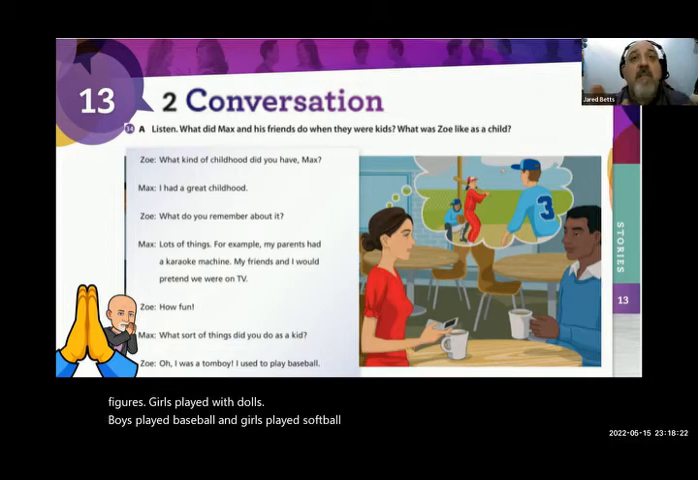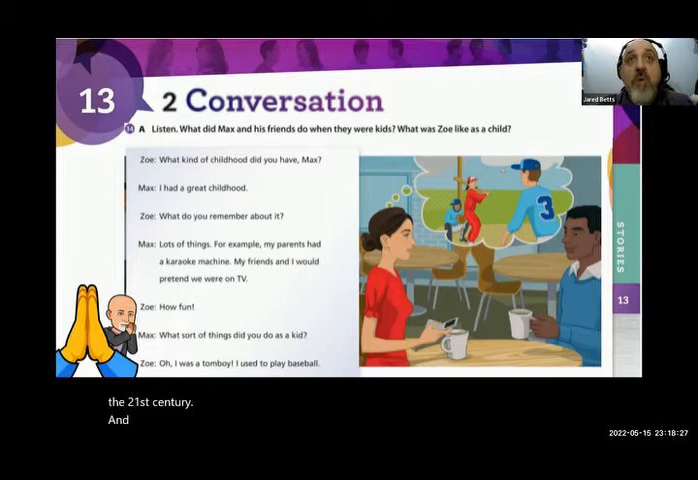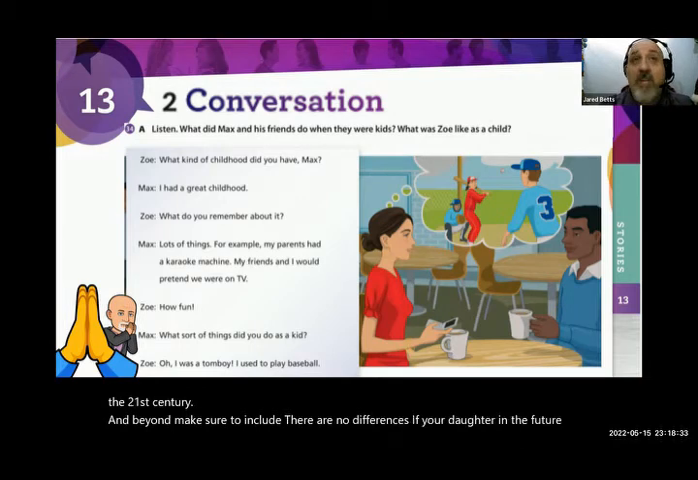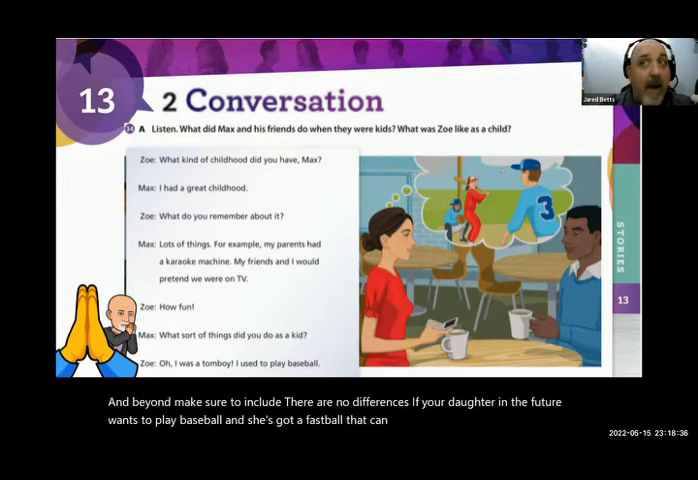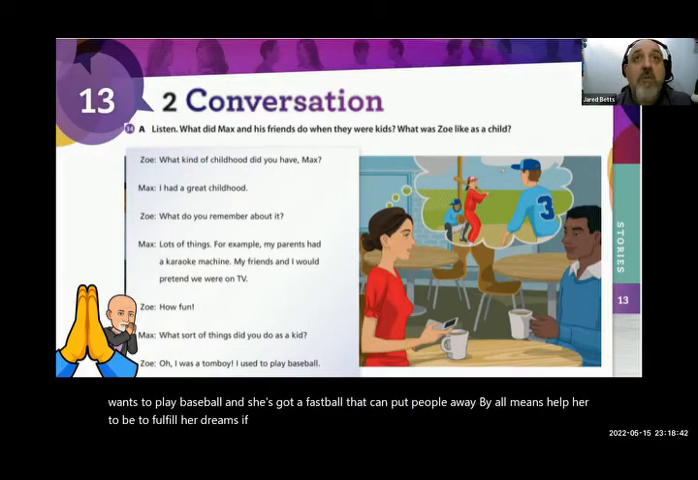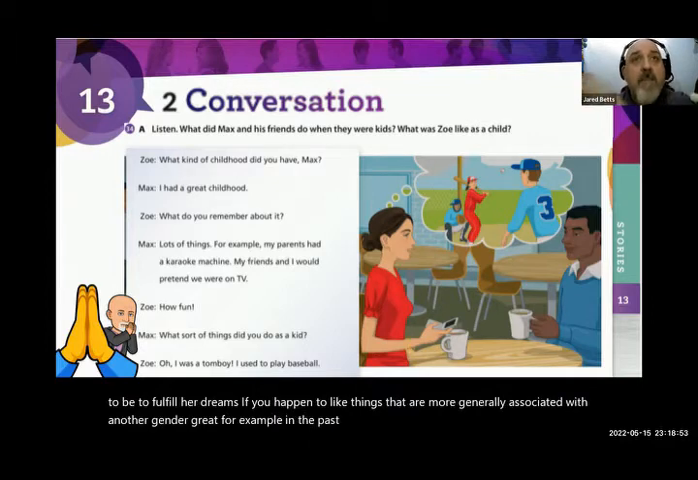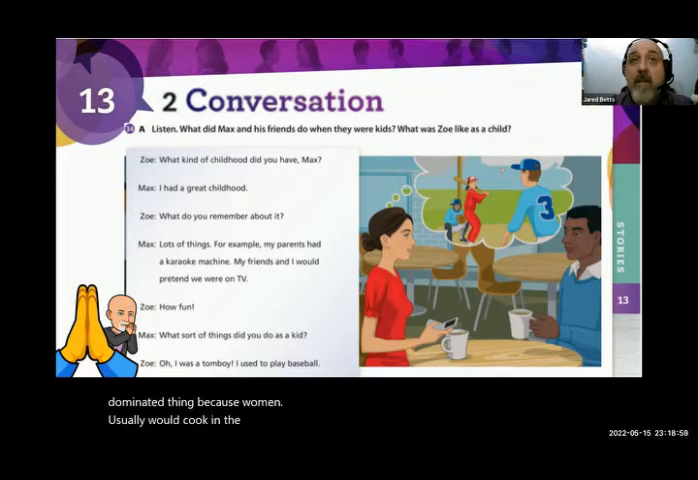There was a big difference in the past, but in the 21st century and beyond, make sure to include there are no differences. If your daughter in the future wants to play baseball and she's got a fastball that can put people away, by all means, help her to fulfill her dreams. If you happen to like things that are more generally associated with another gender, great. For example, in the past, cooking tended to be a female dominated thing because women usually would cook in the house. But some of the best cooks in the world can be men.